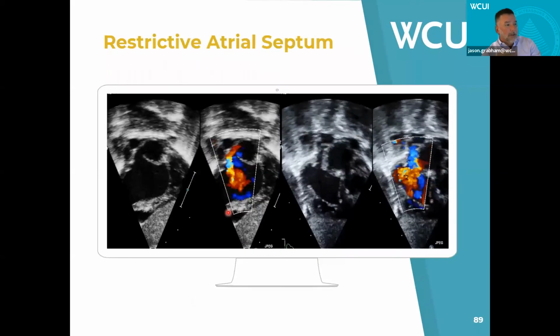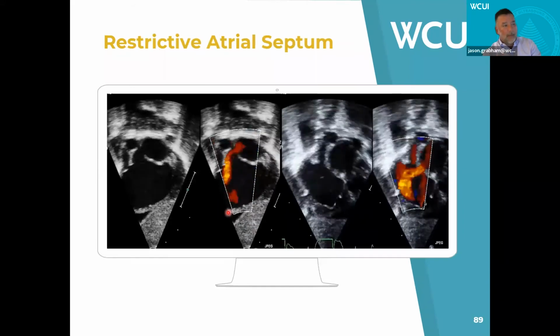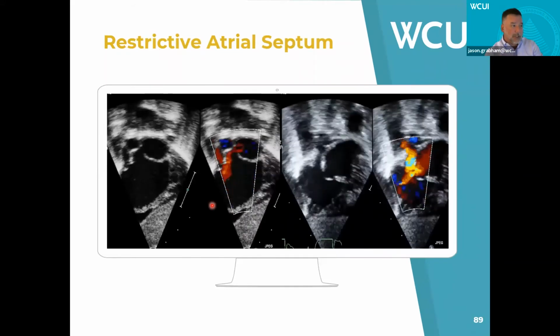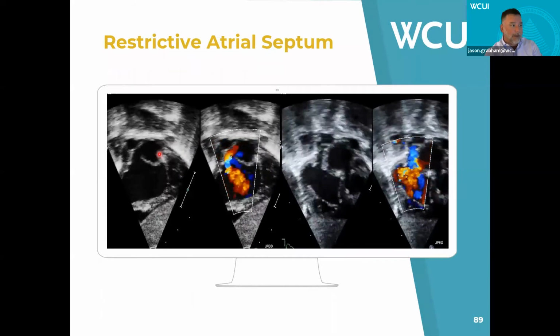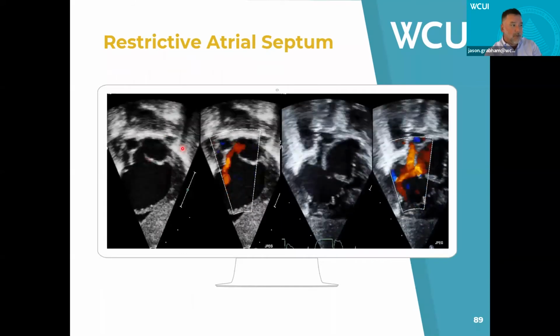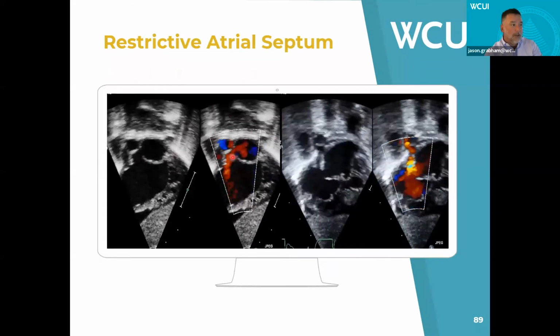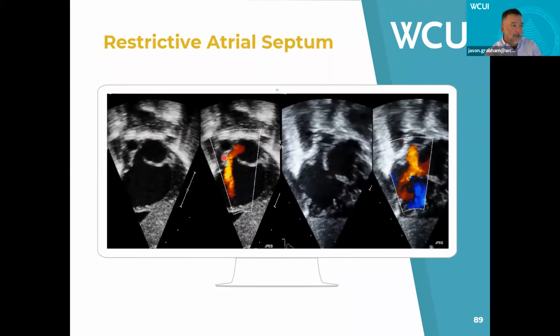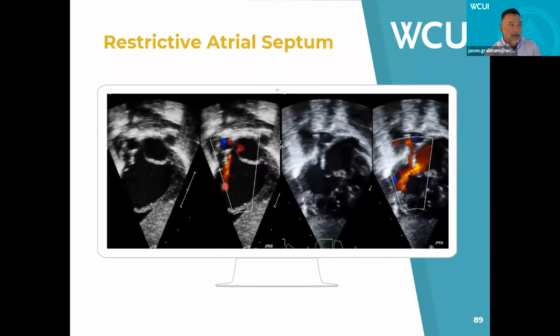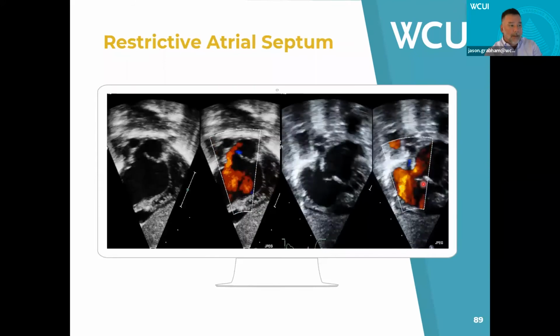And then we get onto the atrial septum. And this is just a couple of examples of when you have a restrictive atrial septum. Here in the left image, this is the left atrium, right atrium, and you can see, you don't want to see this jet that looks turbulent and higher in velocity. And the same thing here.